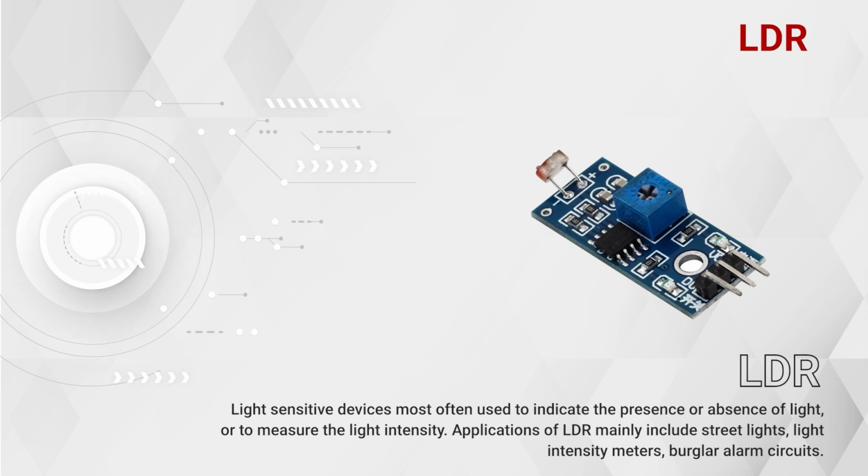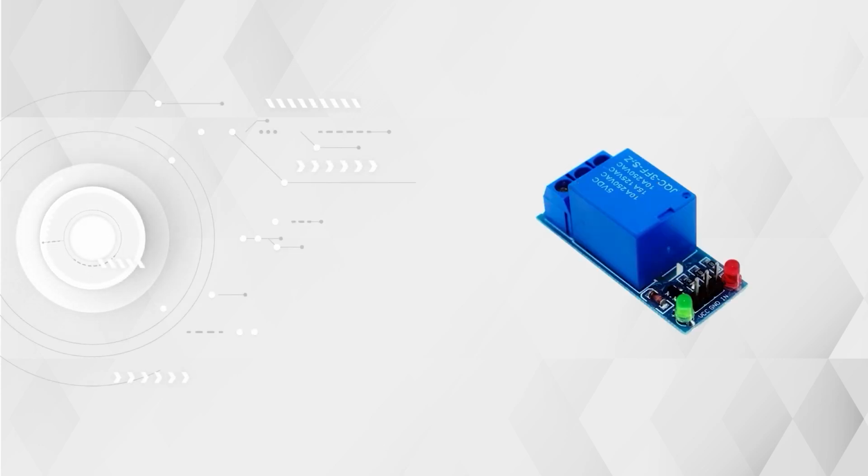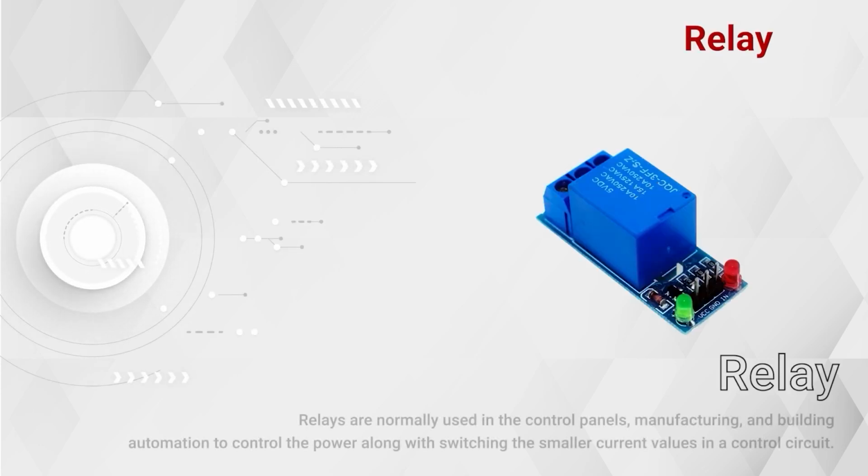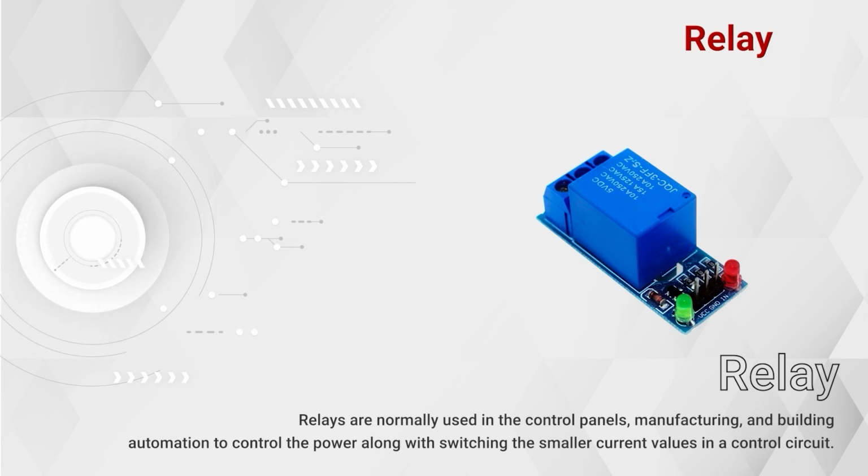Light-sensitive devices are most often used to indicate the presence or absence of light, or to measure light intensity. Applications of LDR mainly include street lights, light intensity meters, and burglar alarm circuits. Relays are normally used in control panels, manufacturing, and building automation to control the power along with switching smaller current values in a control circuit.